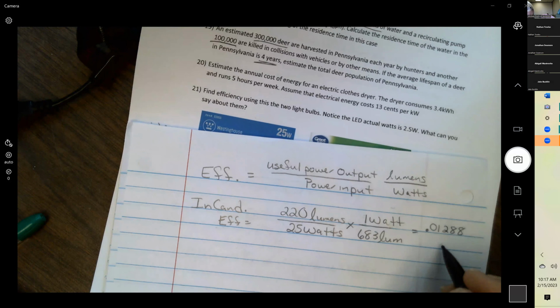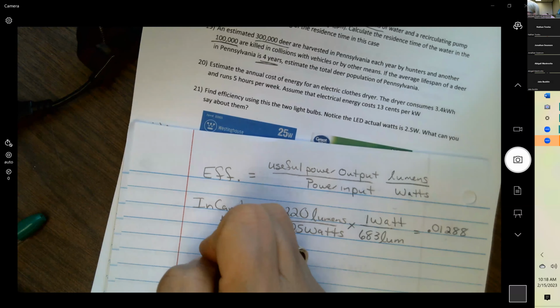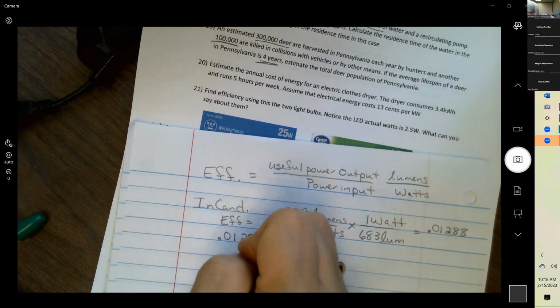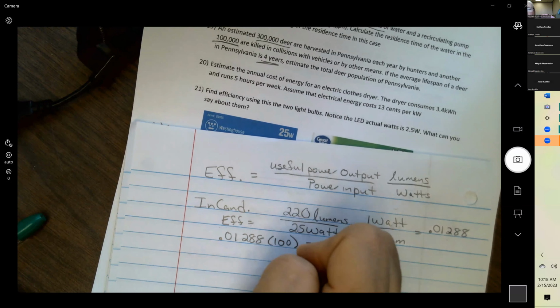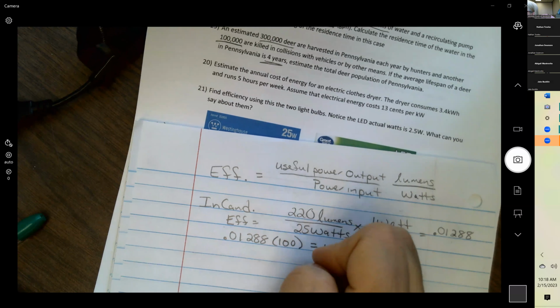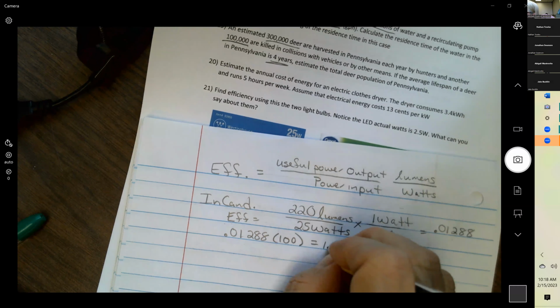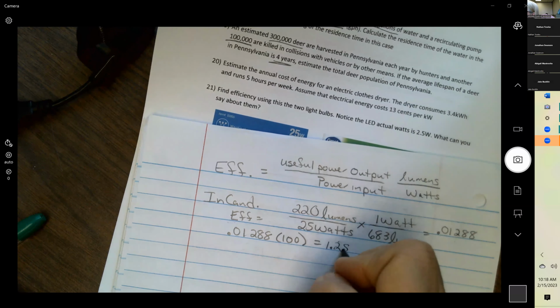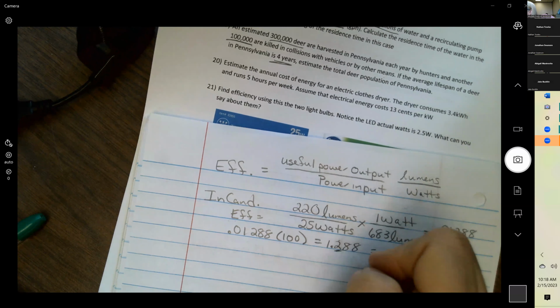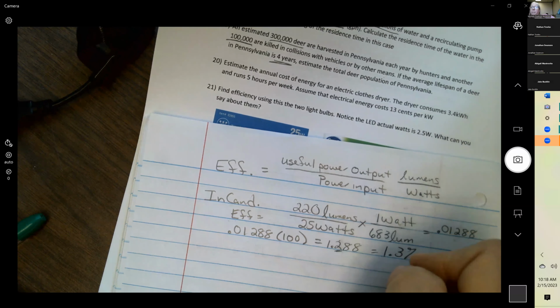Now, these can be written as a rate, which is the decimal. It can be written as a fraction or a percent. I like to use the percent. To make a percent, we multiply by 100. I'm going to round to 1 decimal, please. So the efficiency of the incandescent light bulb is 1.3%.